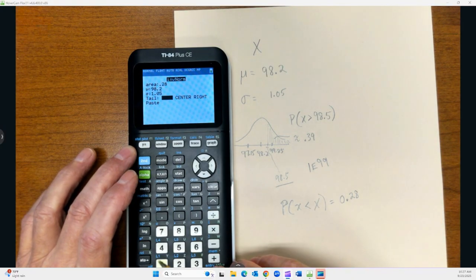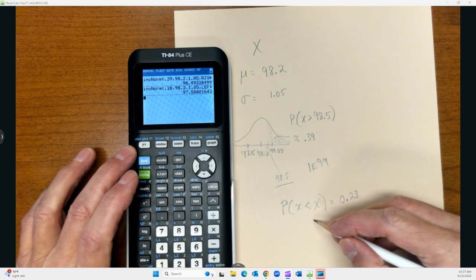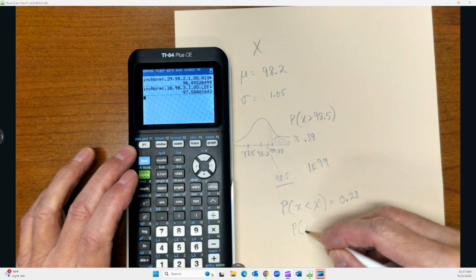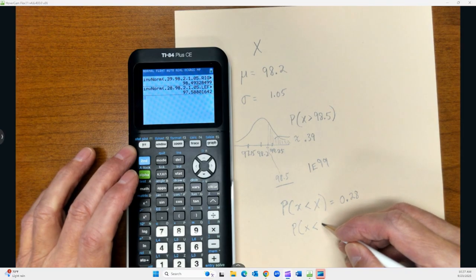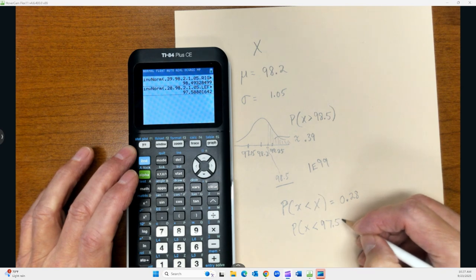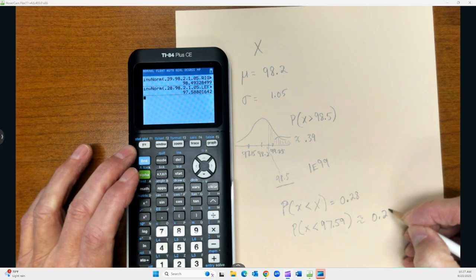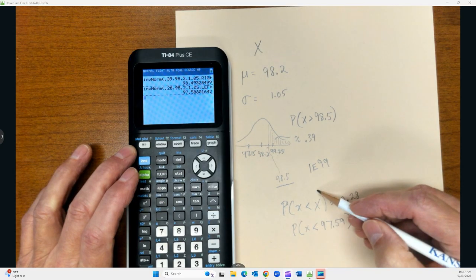So we're interested in the left tail, so I'm going to move down here and hit enter, and it says 97.58. So this means that the probability that x is below 97.58 is about equal to 0.28. So we found it the other way around.